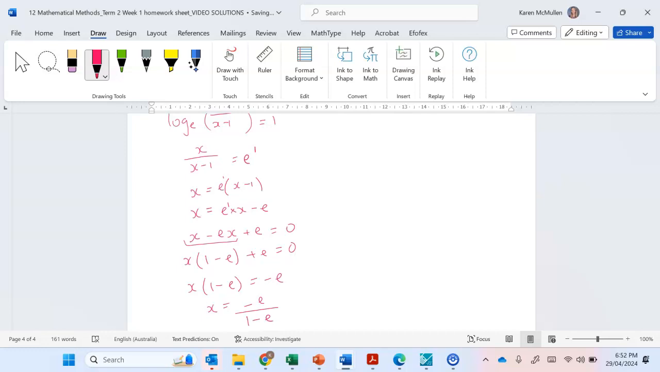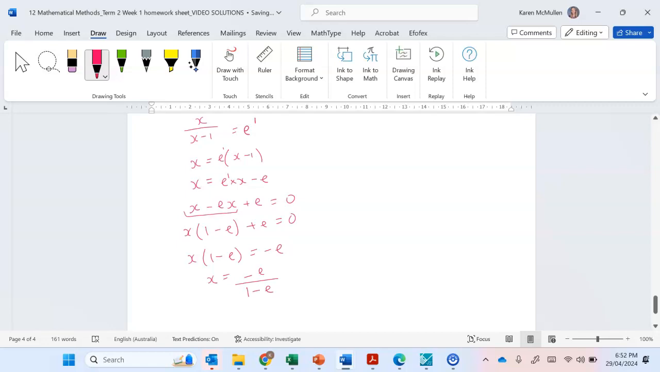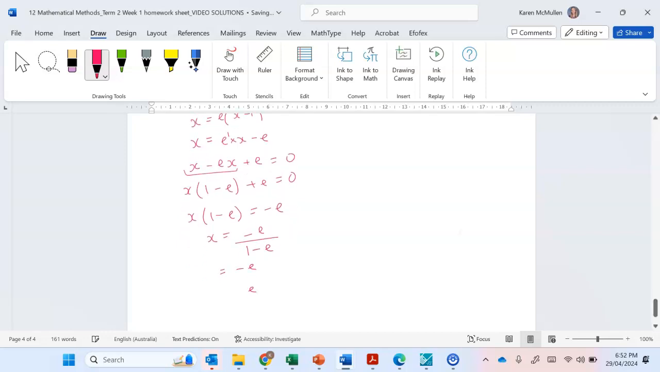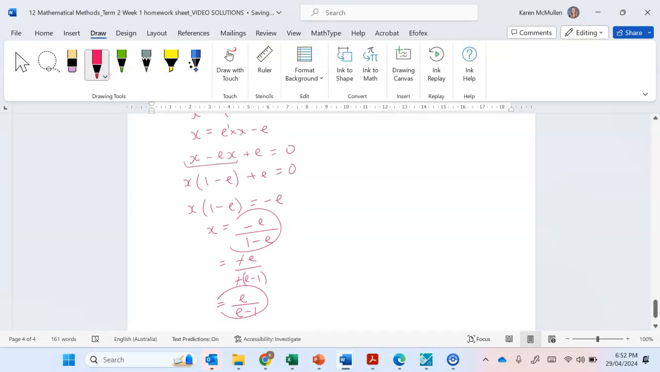Now we could leave it like that, but it's probably a good idea to have your numerator as a positive. If I took out a negative on the bottom, we would be left with negative e over e minus 1. So then those negatives will cancel out, and we're left with e over e minus 1. So a little bit tidier, but you could use either format. Doesn't really matter. Same thing. All right, so that's what x is equal to.